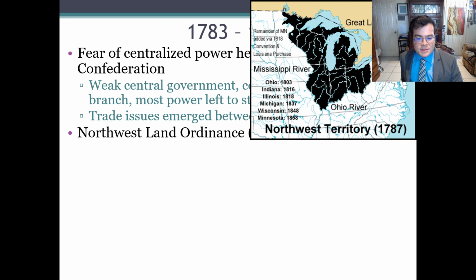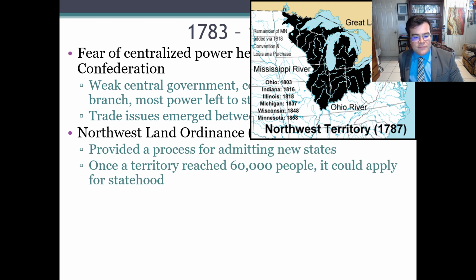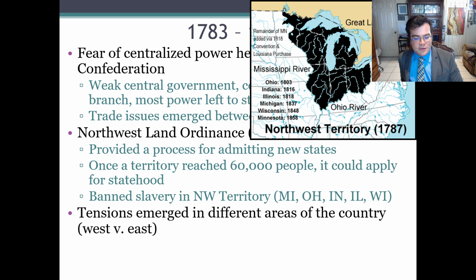So the Northwest Land Ordinance is a success for the Articles of Confederation. After 60,000 people, you could become a state and ban slavery. That's going to start the debate over slavery, guys. That's the first place where the northern region is not going to have slavery. So you would mention that if you're talking about the causal change or the change and continuity over time regarding slavery and sectional tension and division in the country.